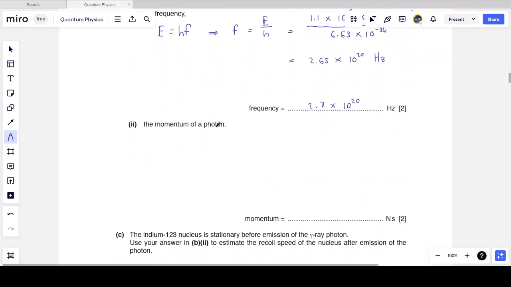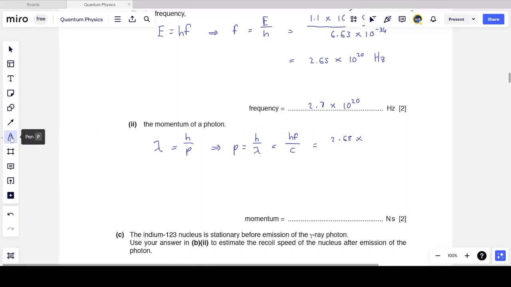Next, they ask us for the momentum. Well, the momentum, we know that lambda is h over p. I'm just stealing this from the previous question. And therefore, p is h over lambda. But I don't have the wavelength, I do have the frequency, so I can write this as hf over c. Remember, lambda is c over f. And so this I can write as (2.65).